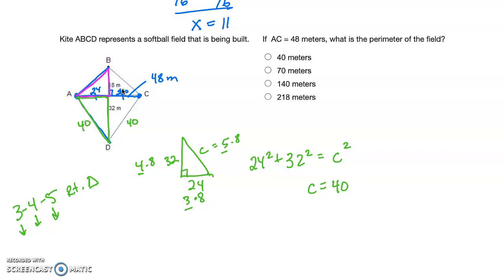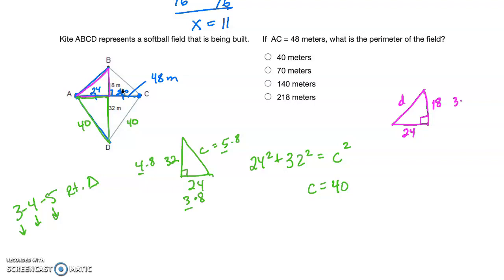Now we know this is 40. Well, now we need to find this. So let's look at this triangle here. So we've got another triangle, and we've got 24, we've got 18, and we're going to call this D. All right, we can do the same thing. Set up the Pythagorean theorem. Or I can say, are these multiples of 3, 4, 5?